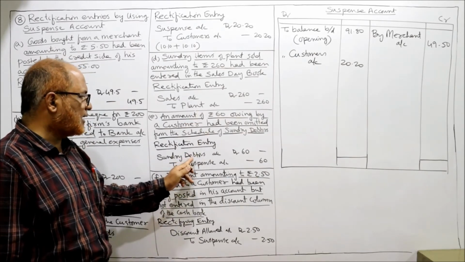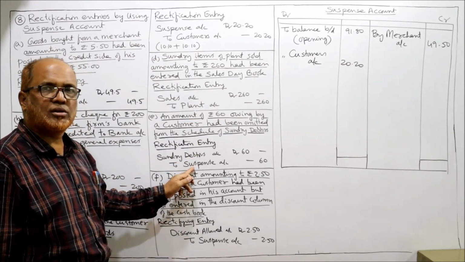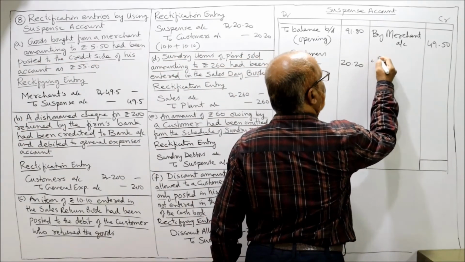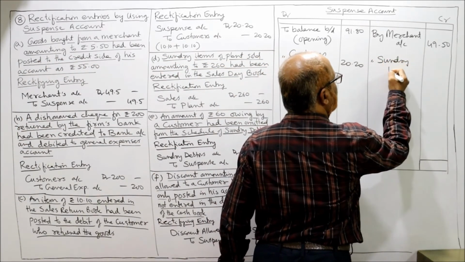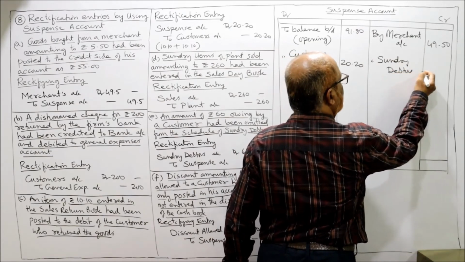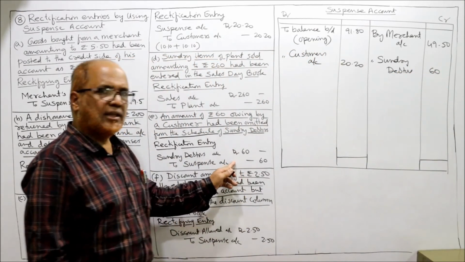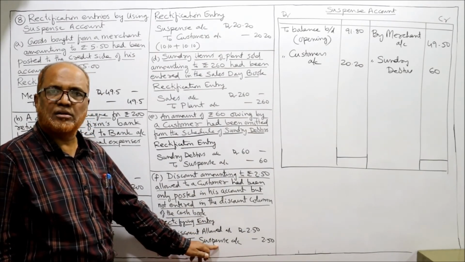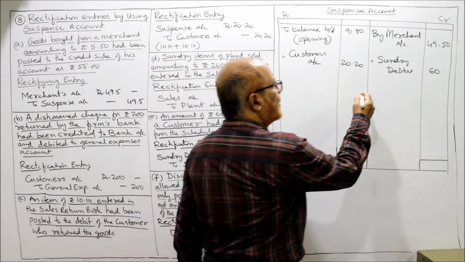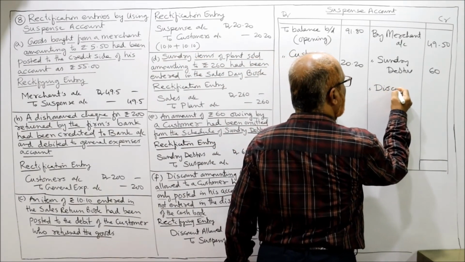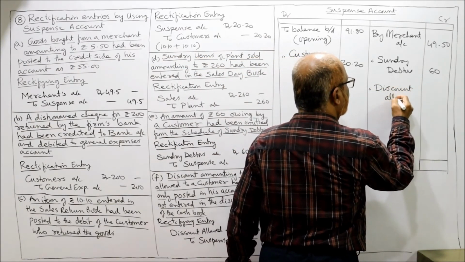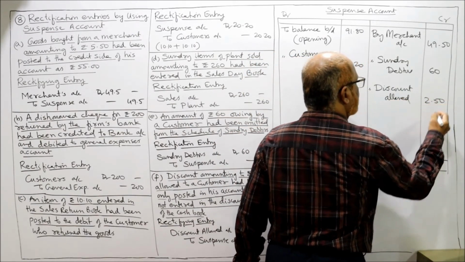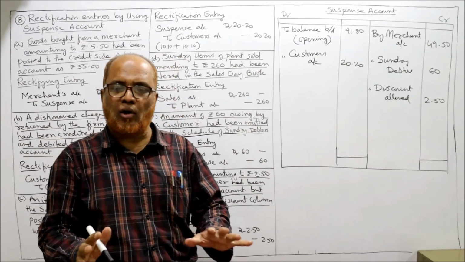Ignore. Next, sundry debtors account debit to suspense account. So suspense account is credited by sundry debtors, it is 60 rupees. The last entry, discount allowed account debit to suspense account. The suspense account is credited by discount allowed, 2.50. That's all. We have posted all the entries.